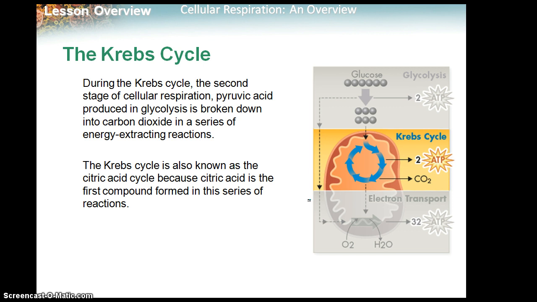Alright, so during the Krebs cycle, the second stage of cellular respiration, we're going to take those pyruvic acids that we made during glycolysis, send them into the Krebs cycle, and make more ATP, and we're also going to take carbons away and make carbon dioxide. Now this cycle is also known as the citric acid cycle because citric acid is one of the first compounds formed during this series of reactions. This reaction is also the first reaction that takes place in the mitochondria. So we're in the mitochondria here.